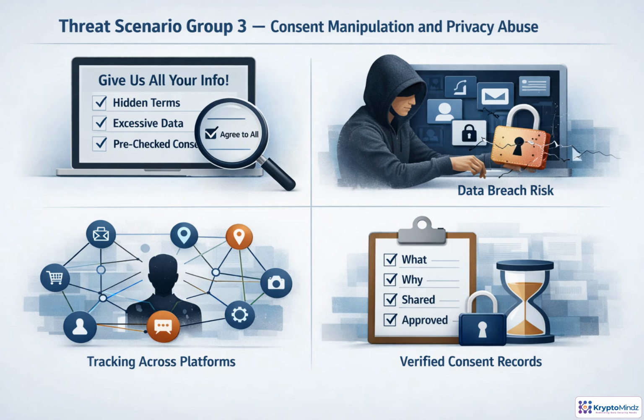Consent manipulation happens when users are nudged into agreeing to more than they understand or genuinely need to share. That includes vague purposes, pre-checked boxes, or broad data grabs justified as consent. A well-designed onboarding asks only for necessary attributes, clearly explains why they're needed, limits tracking, and keeps verifiable records of exactly what the user approved and when.